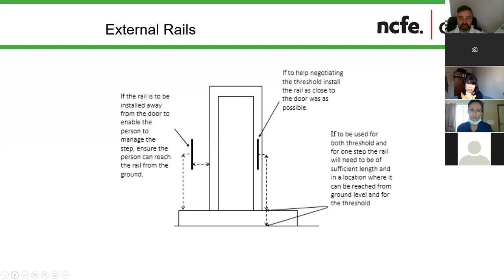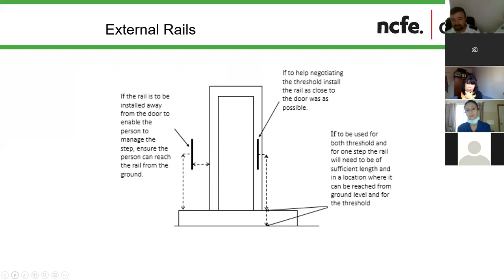So external rails, and this is what we were talking about in that video earlier. We're looking at stepping up into a house. What are we going to hold on to? Where can we fit it? And what side is the door frame and what side's the key thing? So again, just thinking about, if someone's had a stroke on their left side, should we have the door swapped round to the right side? So actually they can balance better on the opposite side.